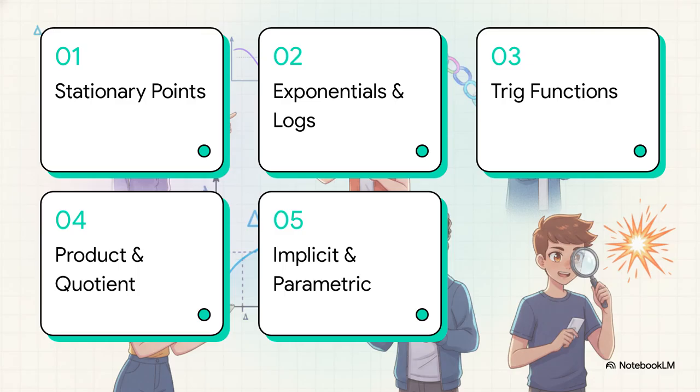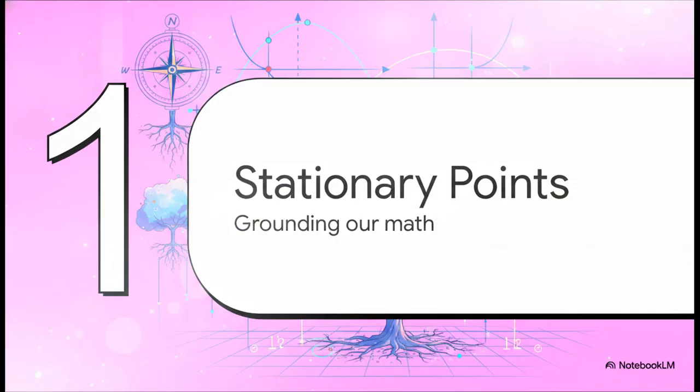So to get us fluent in that language, here's our roadmap for today. Number 1, finding stationary points. 2, exponentials and logarithms. 3, tackling trigonometric functions. 4, product and quotient rules. And finally, number 5, implicit and parametric differentiation. All right, let's kick things off with section 1, finding the stationary points, and really grounding our math.